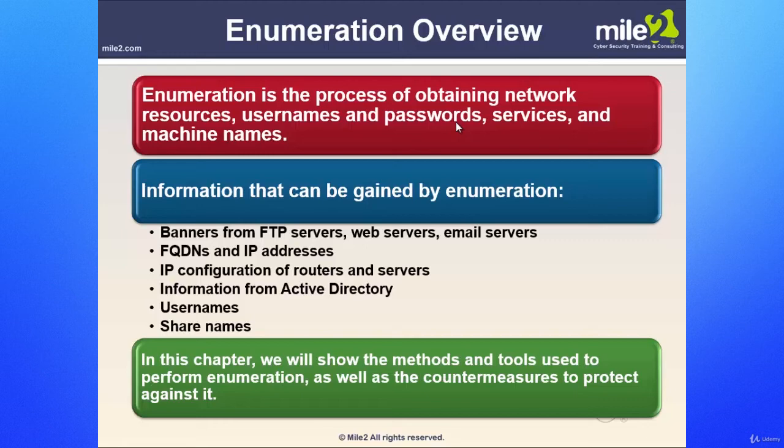Now, hopefully you've got this down already. FTP servers, meaning port 21. Web servers, meaning port 80 or port 443. Email servers, port 25. Right? We have the fully qualified domain names and IP addresses. We have IP configuration of routers and servers, information from Active Directory using LDAP, your Lightweight Directory Access Protocol, which runs on port 389. All right, we can also get usernames and share names available too. So here we're going to be showing you methods and tools used to perform enumeration, as well as some of the countermeasures to protect against this as well.